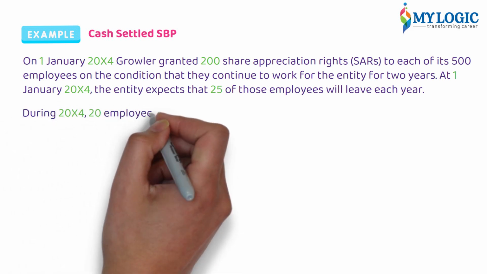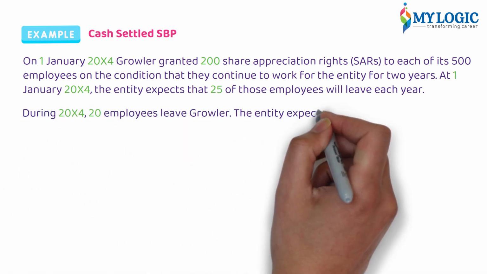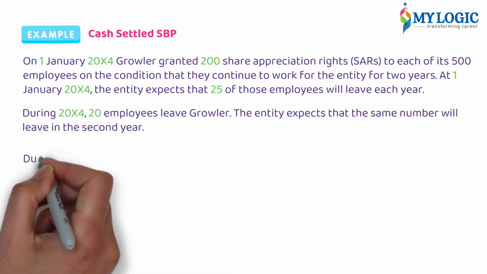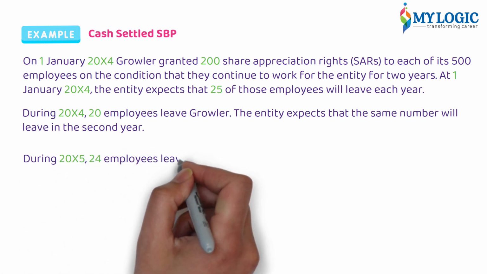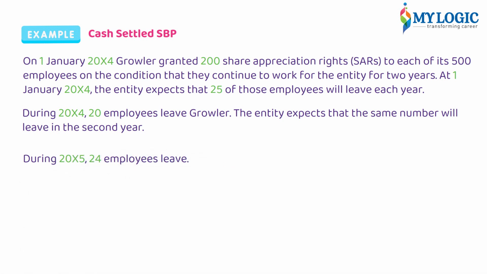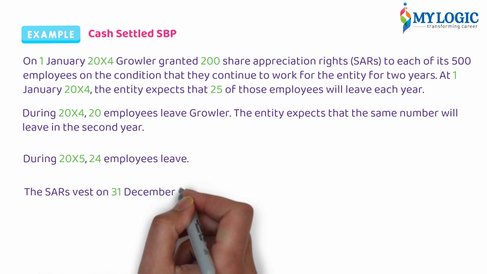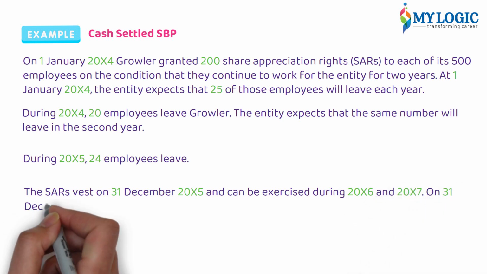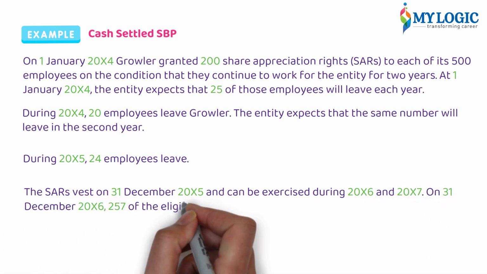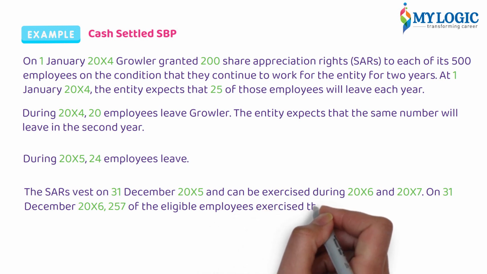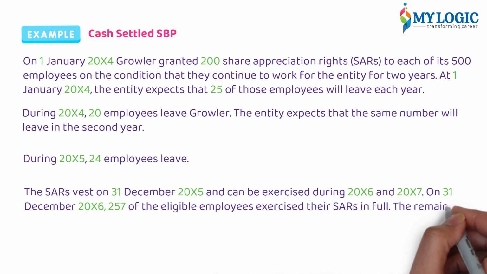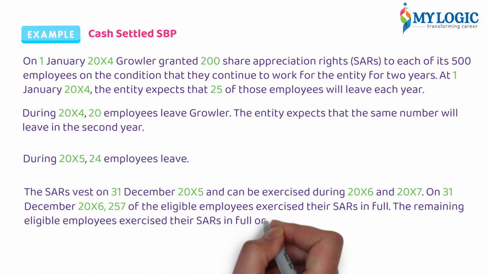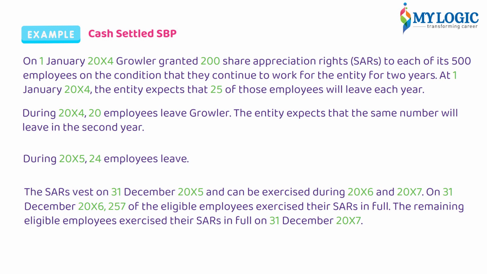During 2014, 20 employees leave Growler. The entity expects that the same number will leave in the second year. During 2015, 24 employees leave. The SARs vest on 31st December 2015 and can be exercised during 2016 and 2017. On 31st December 2016, 257 of the eligible employees exercised their SARs in full. The remaining eligible employees exercised their SARs in full on 31st December 2017.